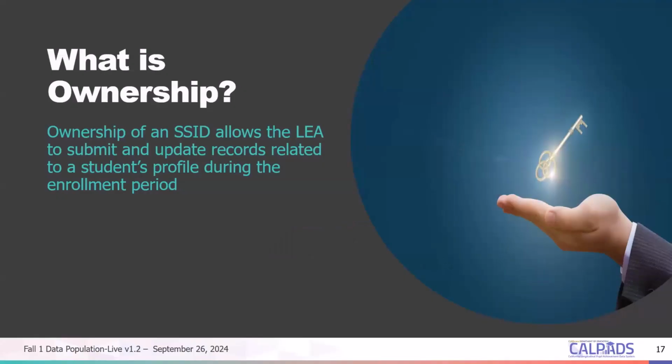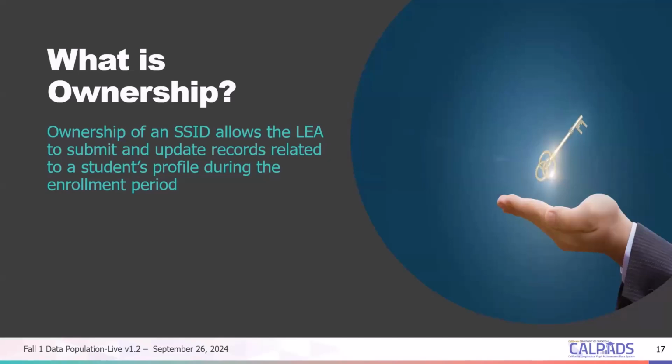I have mentioned ownership a couple of times, so let's go ahead and take a slide to address it in detail here. So let's go ahead and answer the question, what is ownership? Ownership dictates who has the ability to maintain student data. Ownership of an SSID allows the LEA to submit and update records related to a student's profile during the enrollment period. The SENR start and end dates determine the period of ownership of student records in CalPADS. To add, update, or delete student information, LEAs must have ownership of the student record.